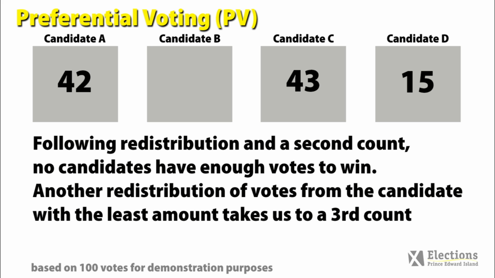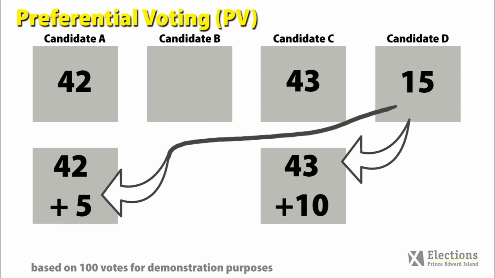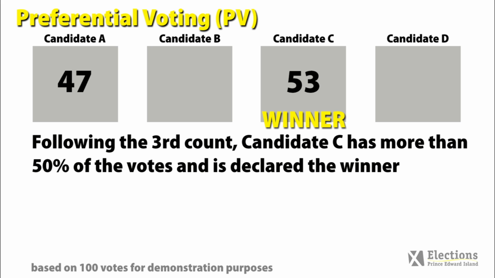Following redistribution and a second count, candidate A now has 42 votes. Candidate C has 43 votes, and candidate D has 15 votes. Still, no official winner, so there is another round of redistribution. This time, candidate D is excluded because they have the least amount of votes. We see that 5 voters that chose candidate D as their first choice picked candidate A as their second choice, and 10 of those people chose candidate C as their second choice. Another count determines that candidate C is the winner with 53 votes and wins the seat for that district in the Legislative Assembly.